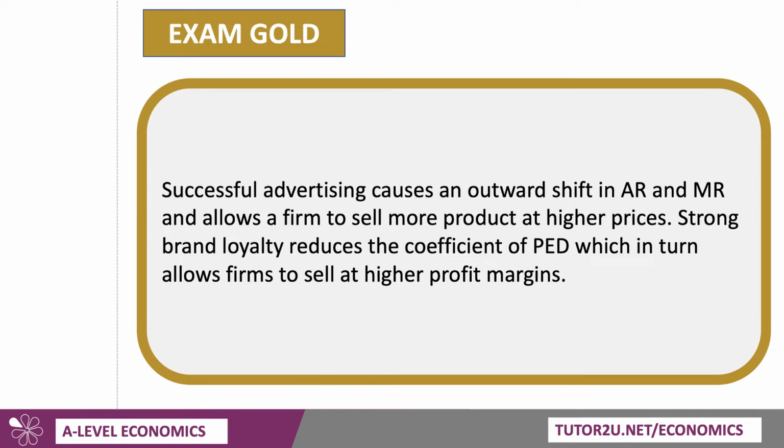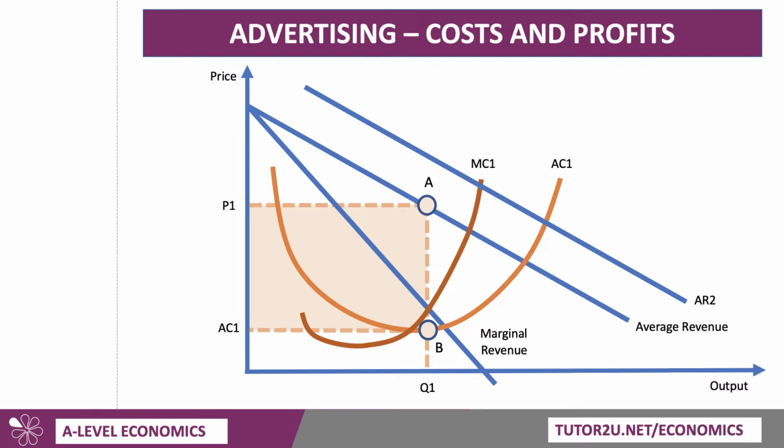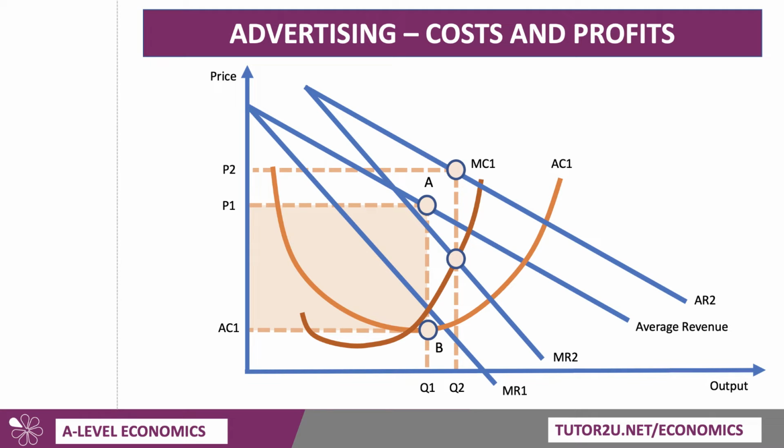And this allows the firm to sell more product at higher prices. Strong brand loyalty reduces the coefficient of price elasticity of demand, which in turn allows firms to sell at a higher profit margin. So here's our shift in AR from AR1 to AR2. There's a shift in MR. I've relabeled it from MR1 to MR2. Consequence of this is that there is a new profit maximizing output at Q2. So high demand means that firms will expand production. And of course, it now allows them to move up to the demand curve and sell at a higher price P2.